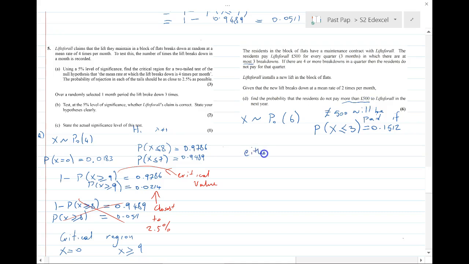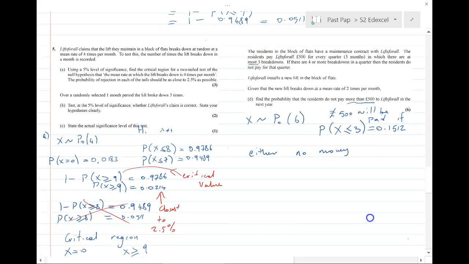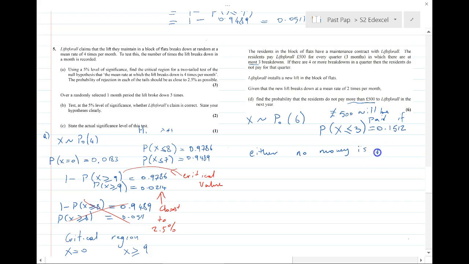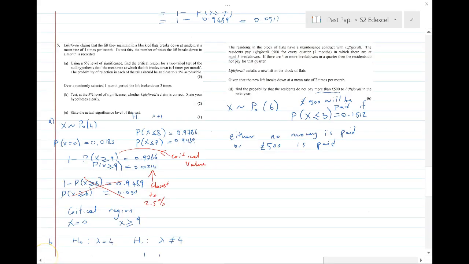Either no money is paid, or £500 is paid. It's one or the other. So if we can find the probability of either of those, then we will be okay. And as I said, this is a probability of this happening during one 3-month period of £500.